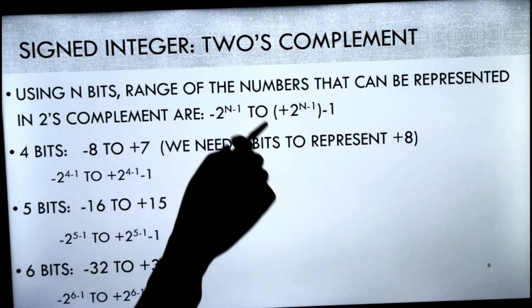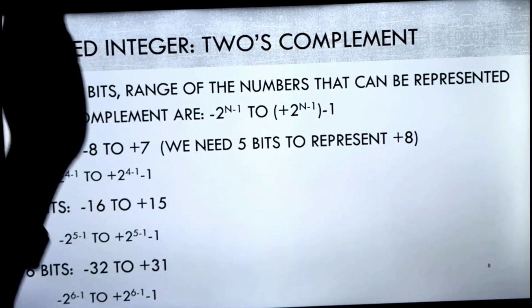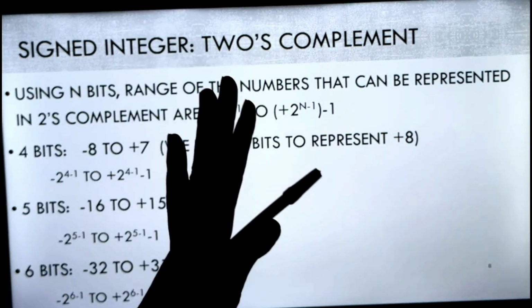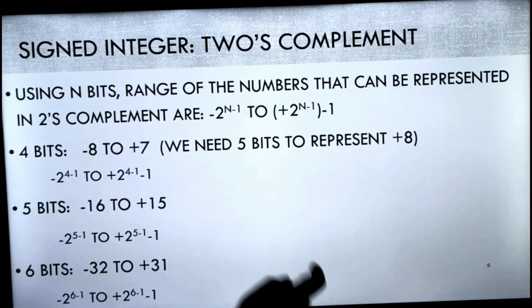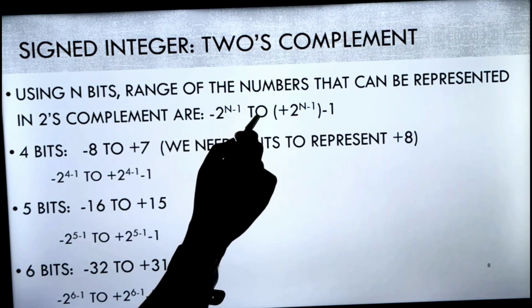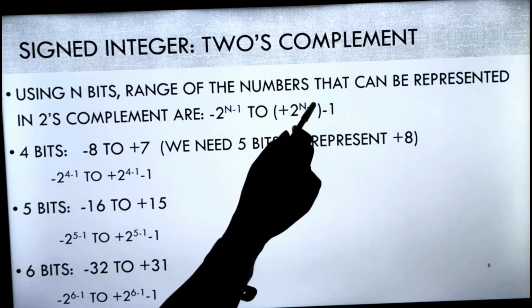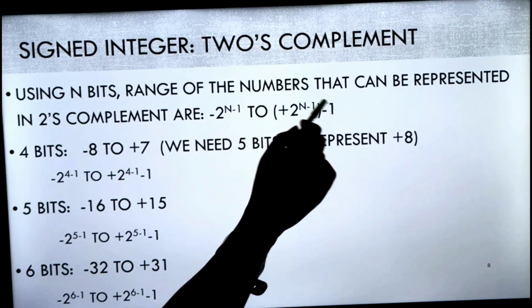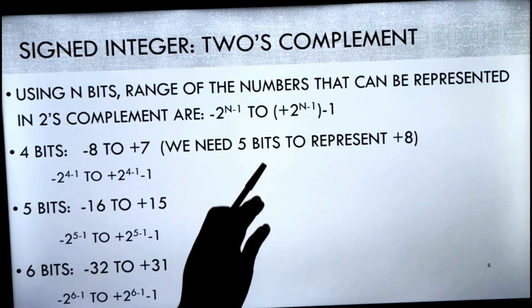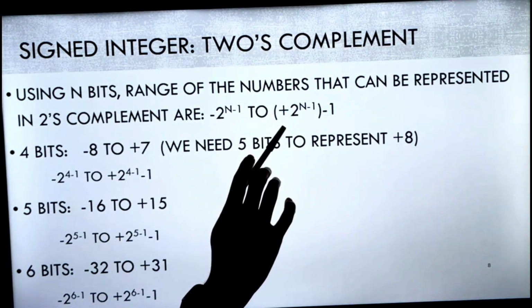But you have to remember, in 2's complement I cannot represent 16 different numbers using 4 bits. How many numbers can I represent? There is a range. What is the range? Minus 2 to the power n minus 1 is the lowest number I can represent, and plus 2 to the power n minus 1, minus 1 is the highest number I can represent. This formula is applicable for any number of bits.